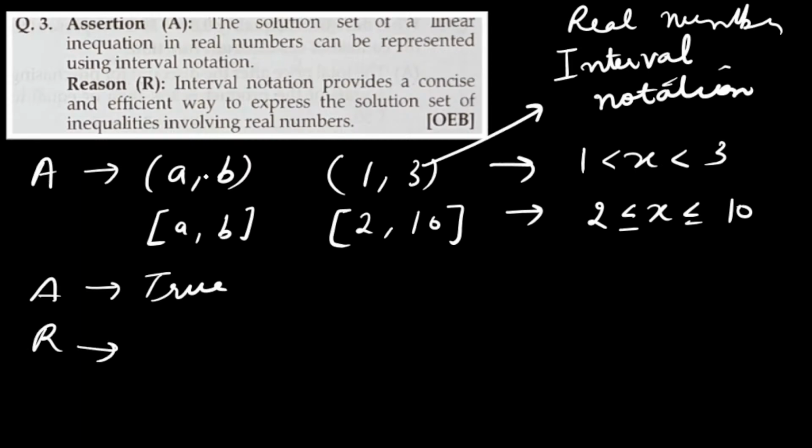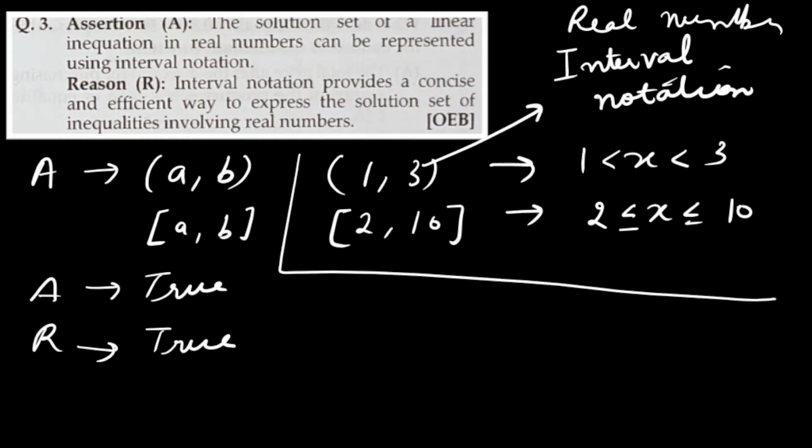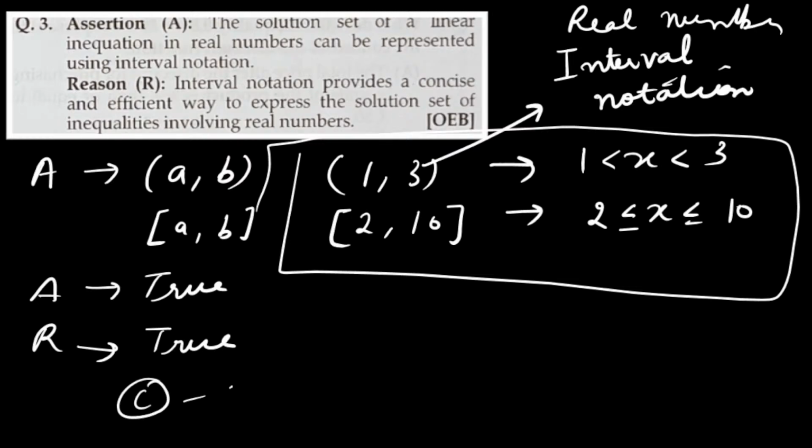What about R? Interval notation provides a concise and efficient way to express the solution set of inequalities involving real numbers. So this is also true. I have shown you examples also. You can see how easily we can express in the form of an interval, and this is a very efficient method also. So both are true, so C option: both A and R are true. Option C is the correct answer.